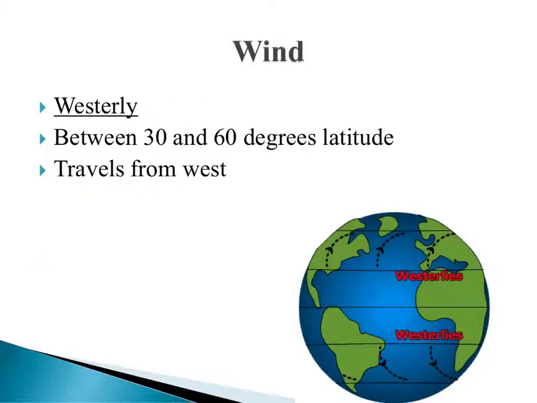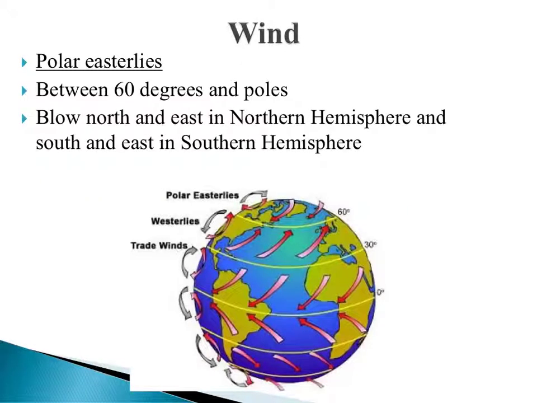As I mentioned before, what really comes into play with us in the United States, and what you need to know for this class, are the westerlies. They're between 30 and 60 degrees latitude, which occupies most of the United States. And our winds, of course, come from the west, which drives our weather patterns. Polar easterlies are actually between 60 degrees and the poles. They blow from the north and the east in the northern hemisphere and the south and the east in the southern hemisphere. Don't really need to know a lot about that, but just realize things reverse.